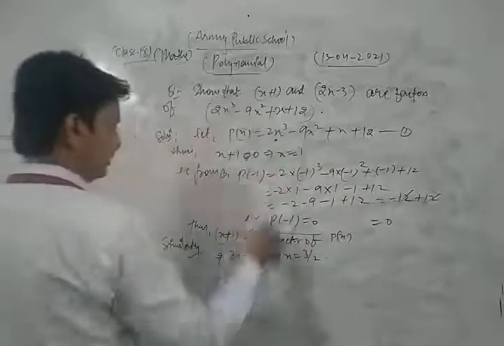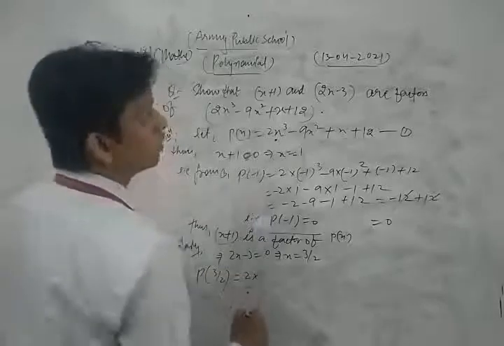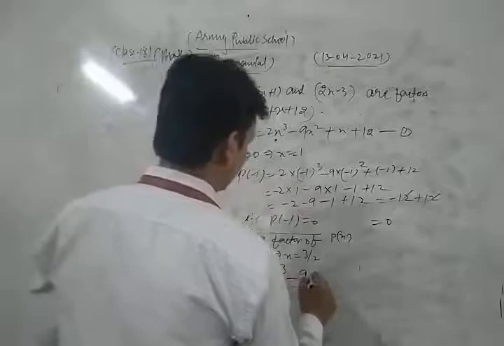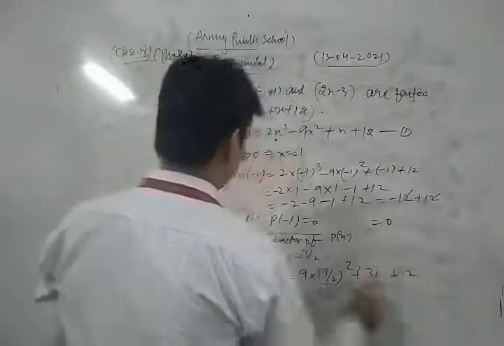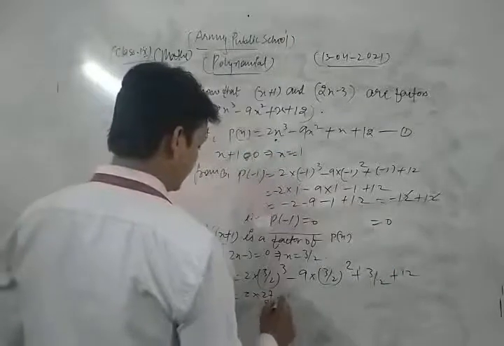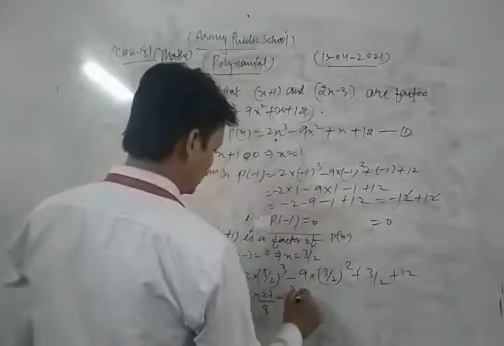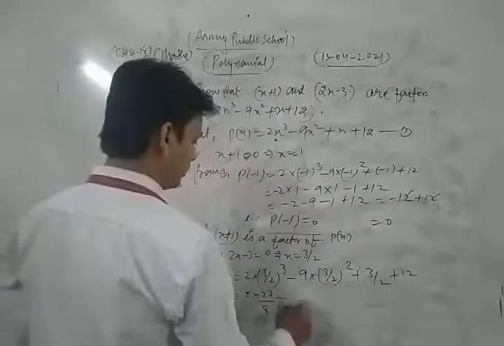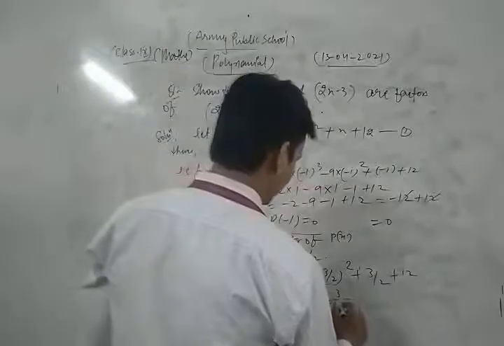Now we replace x by 3 by 2, that is we get p(3/2) is equal to 2 into (3/2) cube minus 9 into (3/2) whole square plus 3 by 2 plus 12. So 2 into 27 upon 8, and 9 into (3/2) square, so we get 9 into 9 upon 4, plus 3 by 2 plus 12.